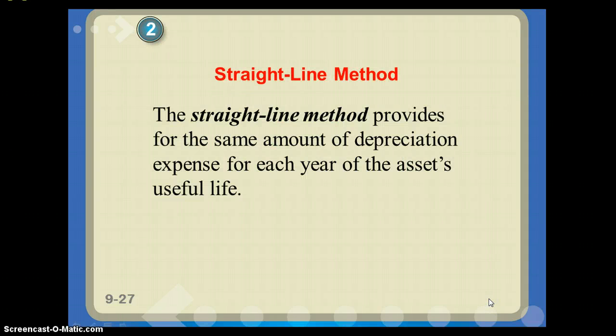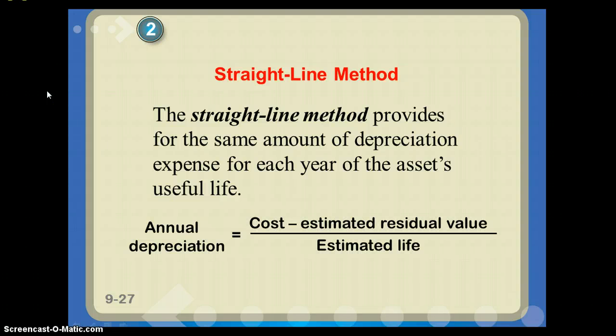Straight line method is the easiest method for depreciation and actually the most commonly used. To calculate it, we take the cost minus the estimated residual value. In our example, the cost was $2,000, minus the $500 we expect it to be worth at the end of its life, that's $1,500, divided by the estimated life, which was 5 years. $1,500 divided by 5 years would be $300 per year. That would be our annual depreciation. So with straight line, every year, if you graph this, would be at the same spot. It would always be at $300 for our example.